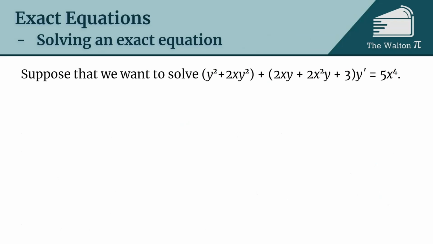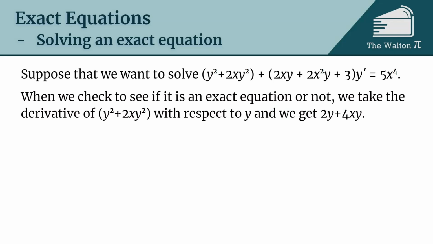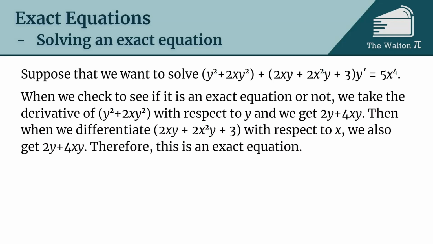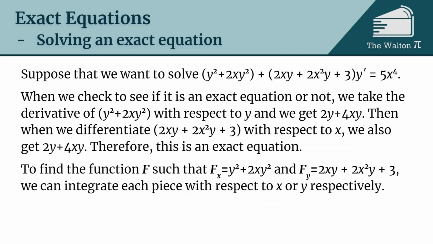So now let's go through an example of solving an exact equation. Let's suppose that we want to solve (y squared plus 2xy squared plus (2xy plus 2x squared y plus 3) times y prime) is equal to 5x to the fourth. When we check to see if this is an exact equation or not, we take the derivative of y squared plus 2xy squared with respect to y, and we get 2y plus 4xy. And then if we take the derivative of 2xy plus 2x squared y plus 3 with respect to x, we also get 2y plus 4xy. So because those match, this is going to be an exact equation.